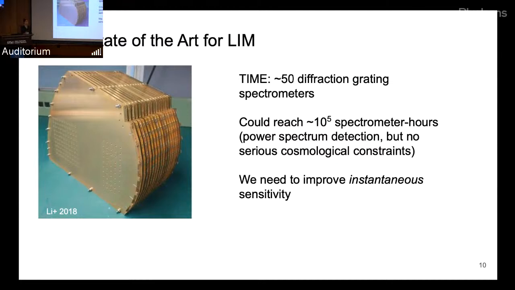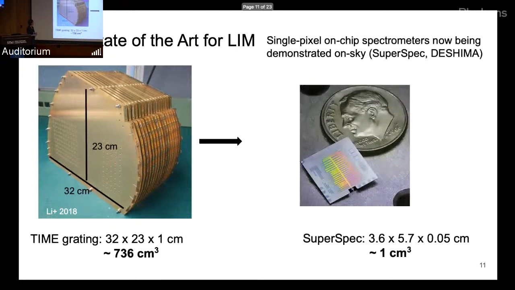And to get these cosmological constraints, what we need to do is improve instantaneous sensitivity. And to do that, and this is why I'm jumping in right now, I think it's a really interesting time, because single pixel on-chip spectrometers are now being demonstrated on sky. So SuperSpec and Decima are doing their first observing runs as single pixels. Right now they're doing observations of dusty star-forming galaxies. And the thing you can see is the difference in size. This is about 700 cubic centimeters, and SuperSpec is 1 cubic centimeter. The thing I want you to take away from this is that we're finally getting to a point where you could pack enough detectors doing line intensity mapping to maybe do cosmology.